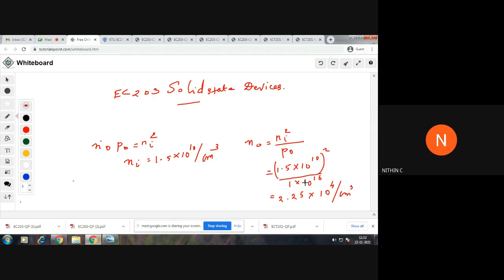Okay, so you now got the second part. First you identified the type of the sample, and the second part was to find the electron concentration and hole concentration. You got the electron concentration as this value, this N0, and you got the P0 value also. Hole concentration also you got as P0 is equal to 1 into 10 raised to 16. So that is also over.